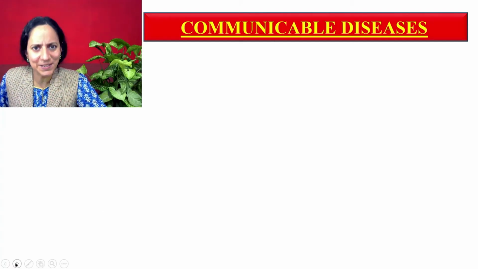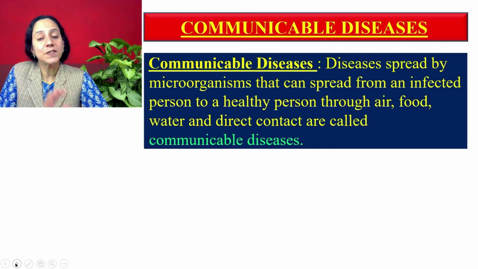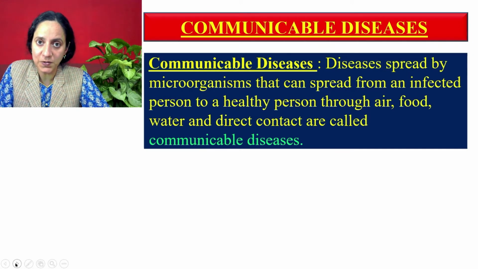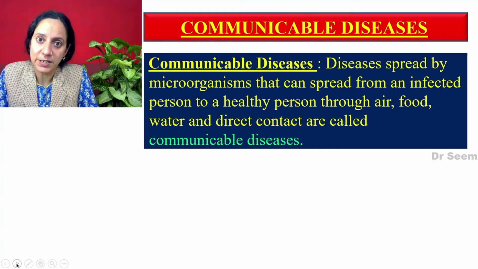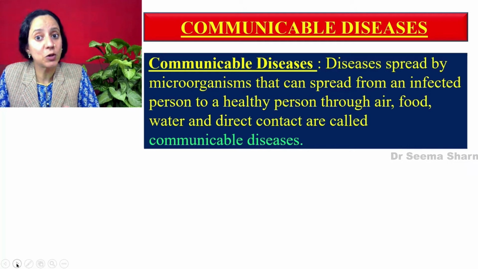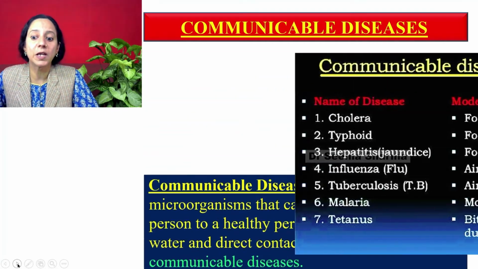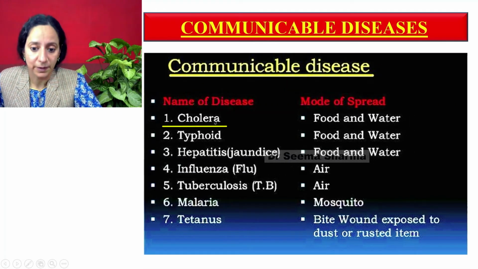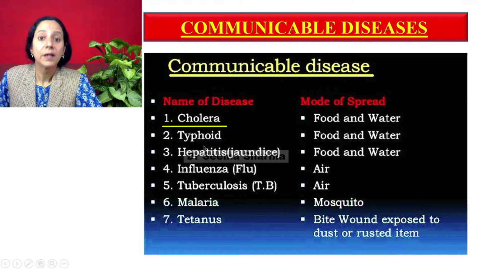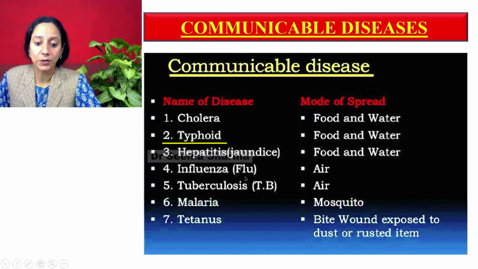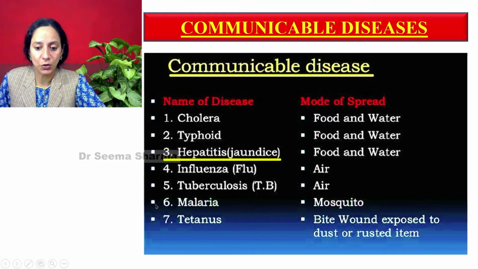As it is clear from the term itself, communicable diseases are those diseases which spread from an infected person to a healthy person through different routes: through contaminated air, contaminated food and water, through direct contact. Now we have a long list of communicable diseases like cholera. It is spreading through contaminated food and water. Typhoid, again food and water. Hepatitis or jaundice, it is spreading through contaminated food and water.